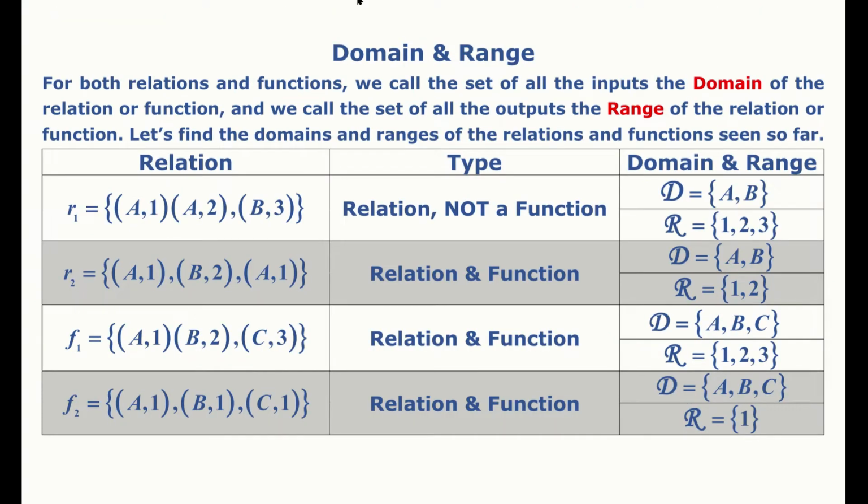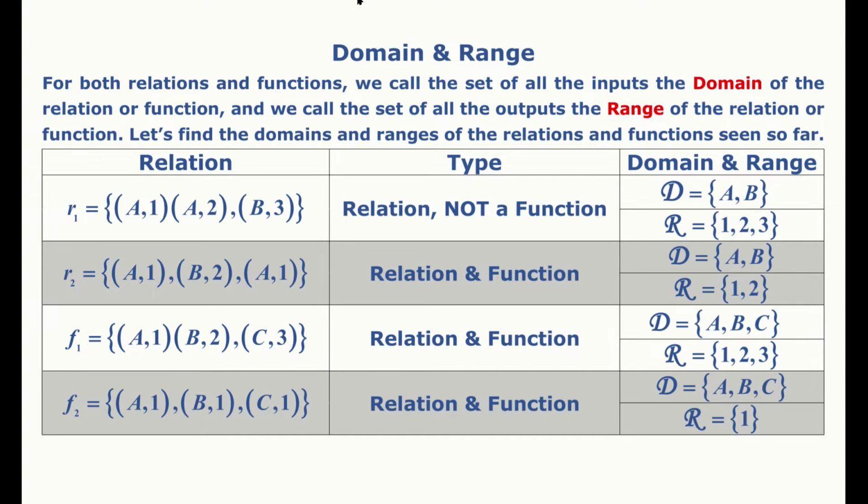Next, we'll look at the important concepts of domain and range. For both relations and functions, we call the set of all the inputs the domain of the relation or the function, and we call the set of all the outputs of the relation or the function the range of the relation or function. Let's find some domains and ranges of a few relations and functions here.